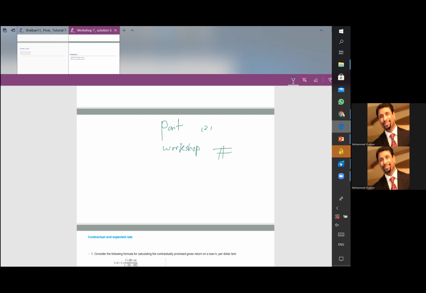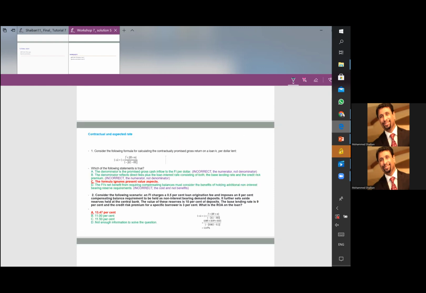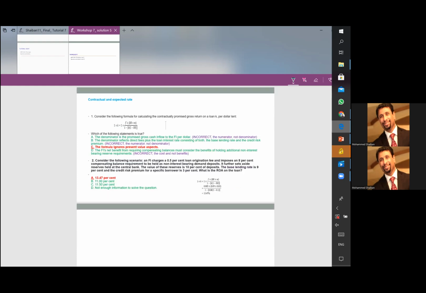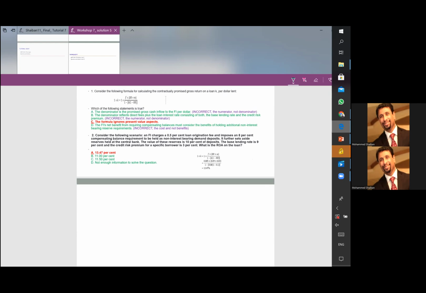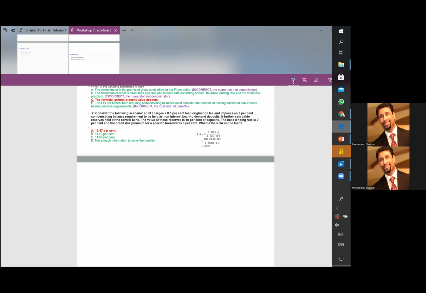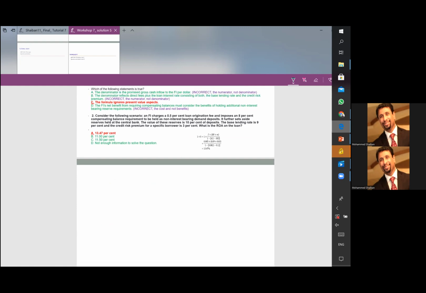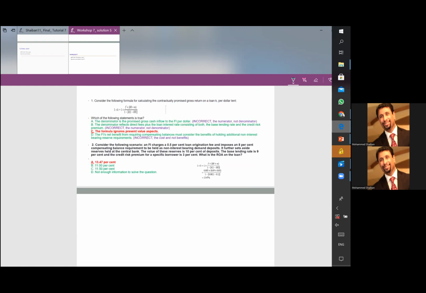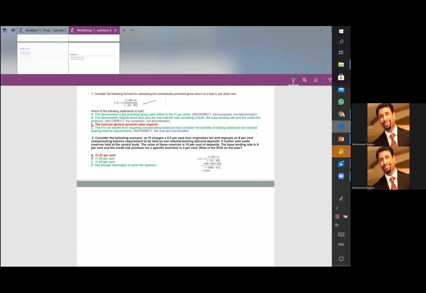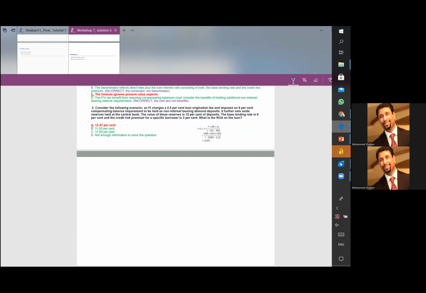Okay, we stopped here when we talked about the contractual and expected rate. Now, I want you to understand this once and for all, because we will talk about it later on. This formula is telling me that if I have $1, investing $1, I'm expecting that $1 plus some type of return.